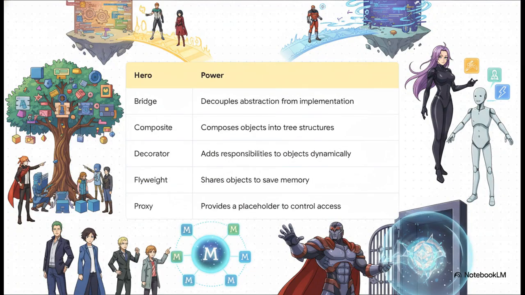You've got the bridge, who cleanly separates what something does from how it does it, the composite, who builds these elegant tree-like structures, the decorator, who can add new powers to your objects on the fly. Then there's the super efficient memory-saving flyweight, and the proxy, who acts like a guardian, controlling access to other objects.